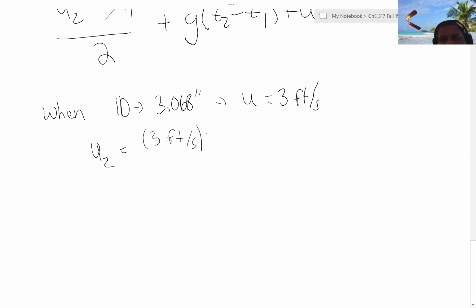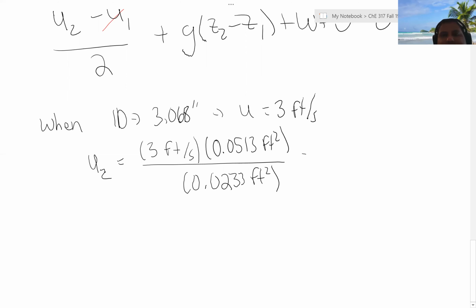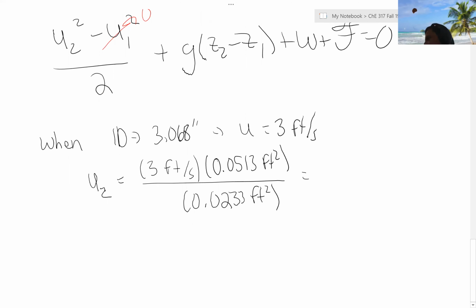and multiply it by a ratio of the diameters, or 0.0513 feet squared divided by 0.0233 feet squared. So if I do that, I should get somewhere in the realm of 6 feet per second, 6.6 feet per second.